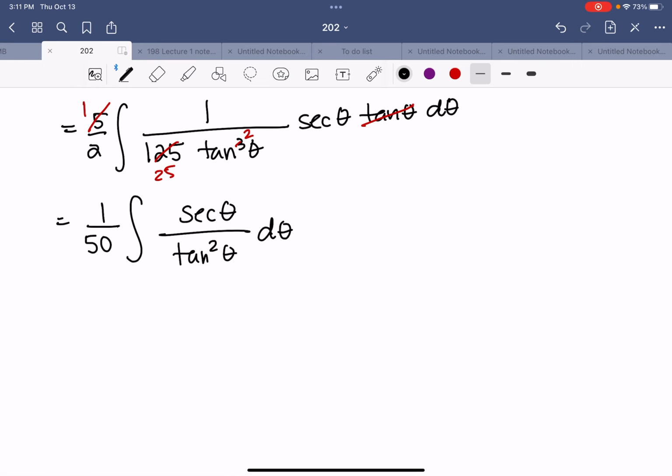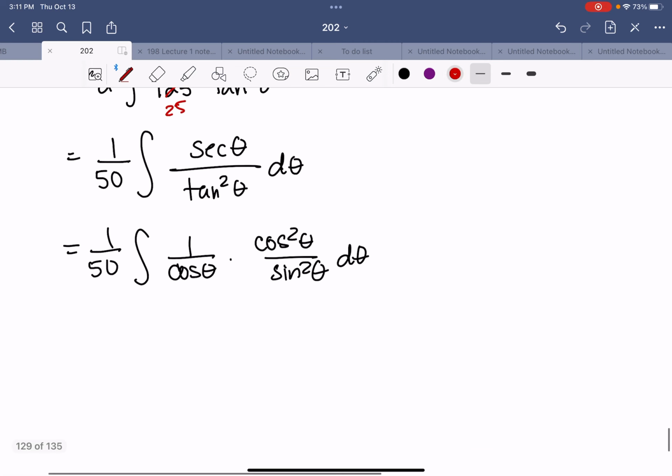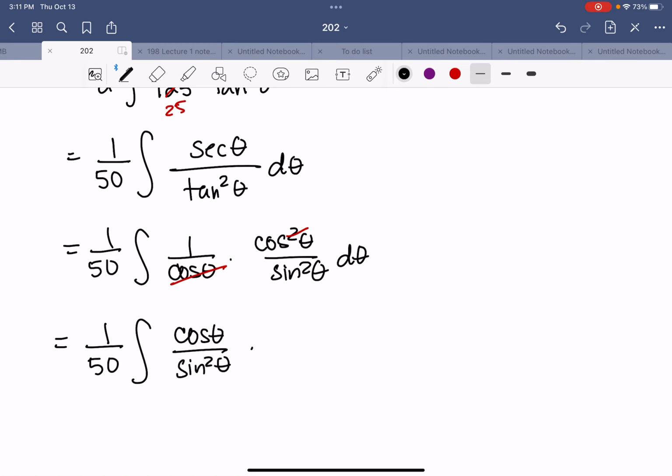Okay, in this case, I'm going to go to sines and cosines. So this is 1 over 50 integral of 1 over cosine is the secant, and 1 over tangent squared is cotangent squared, and cotangent squared is cosine squared over sine squared. Then one of my cosines cancels. So I'm left with 1 over 50 integral of cosine theta over sine squared theta d theta.